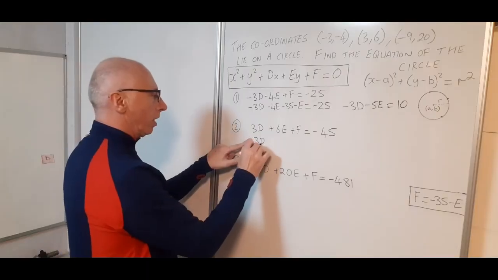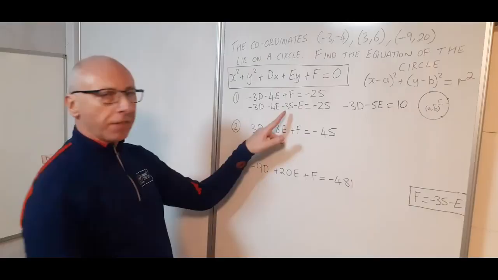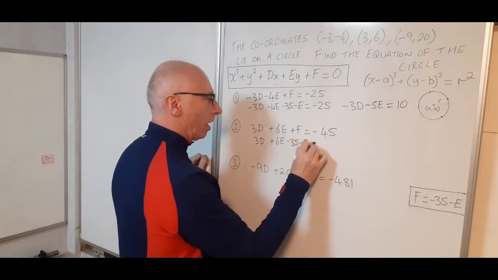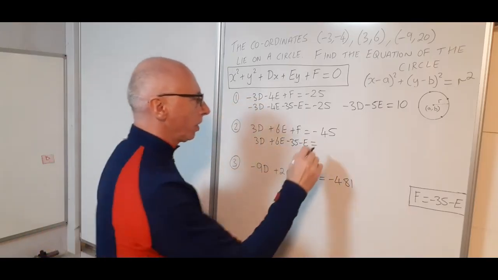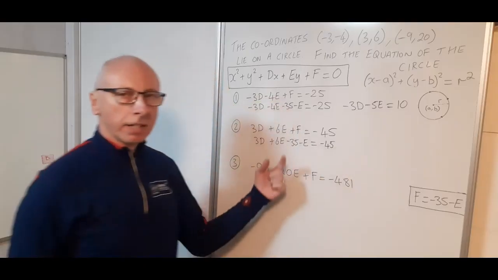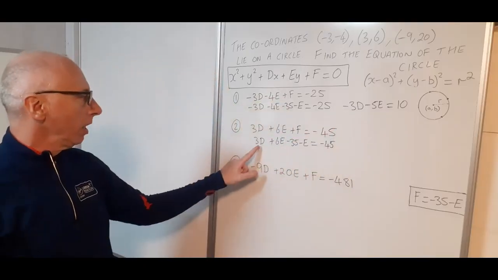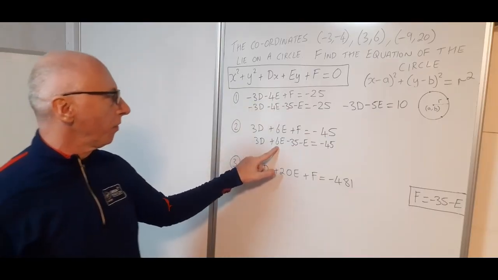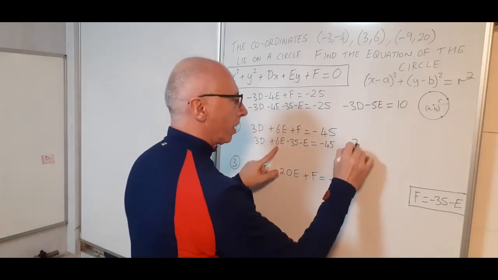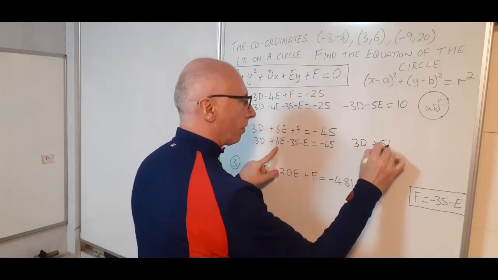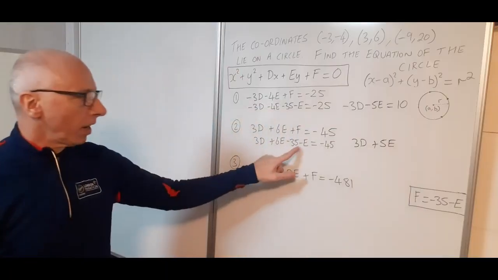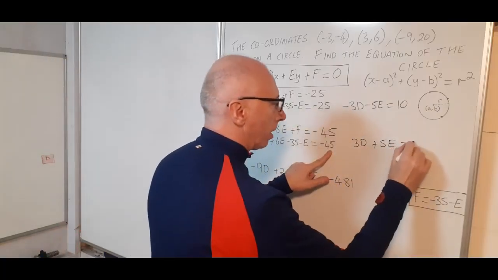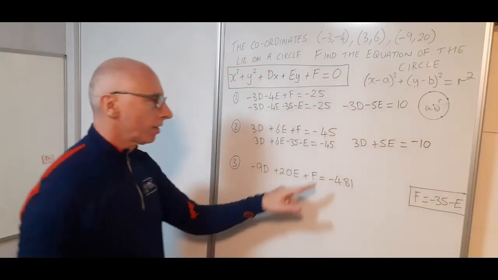So 3d plus 6e, F again, minus 35 minus e, and then that equals minus 45. Again, let's get it simplified like we did here. So 3d plus, now minus an e off that, just gives me 5e. So I've got 3d plus 5e, minus 35 over to this side. That's going to give me minus 10. Okay, that's taken care of.